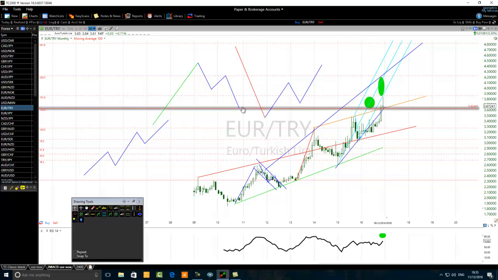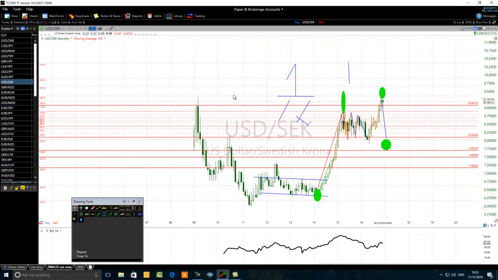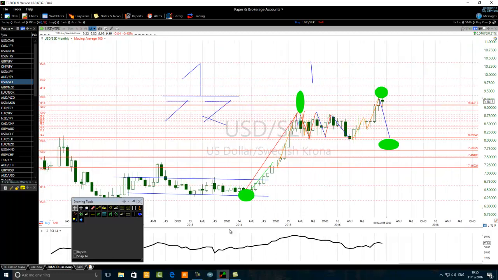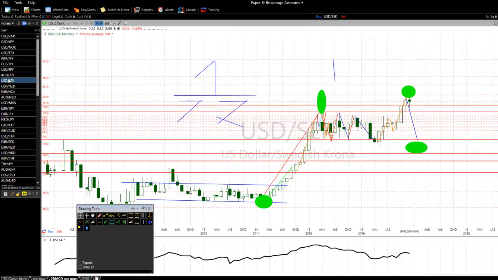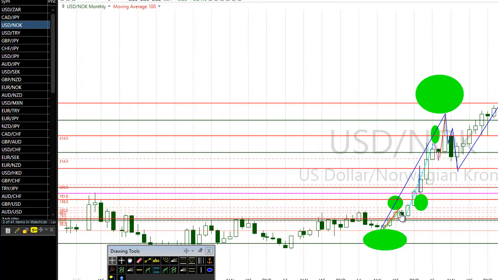I've been posting videos about this, you remember? There's one here. Let me show you quickly. US dollar, Swedish krona, flat correction developing here, 1, 2, 3, 4, 5. A complex flat correction developing here. And US dollar, Norwegian krona, 1, 2, 3, 4, 5. Flat correction developing here. It is my favorite corrective wave.